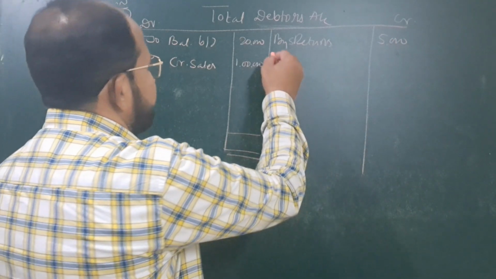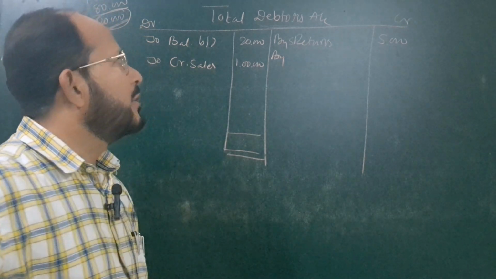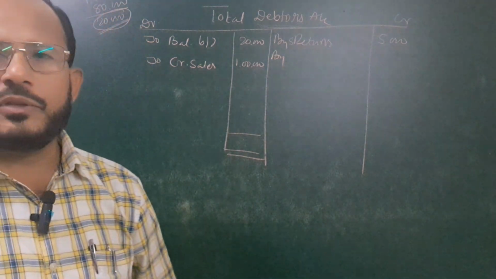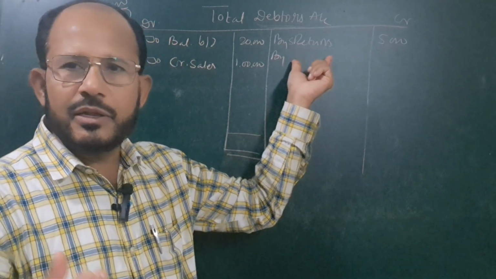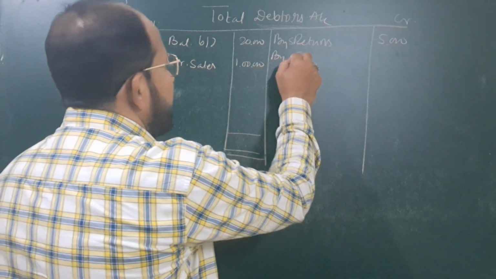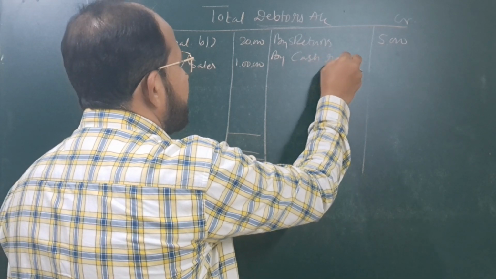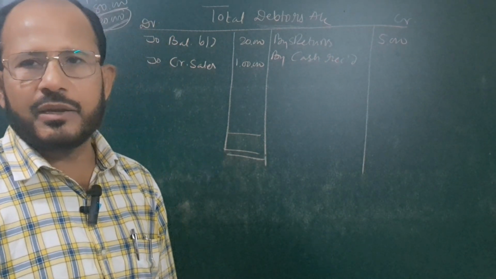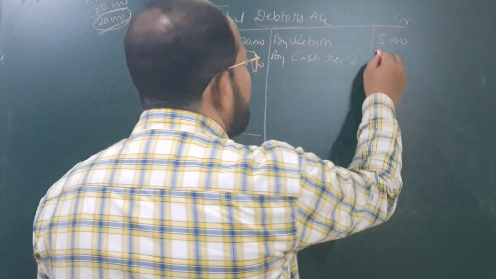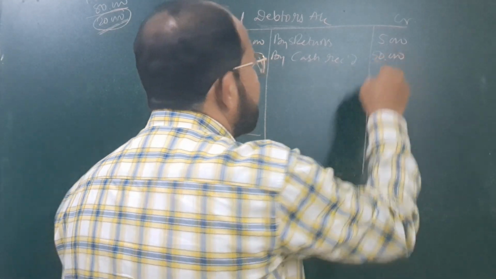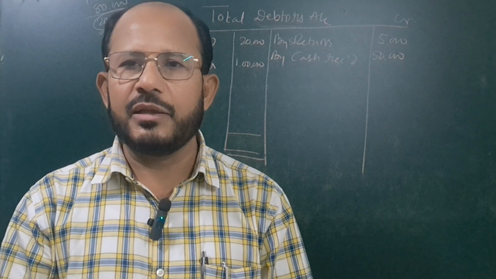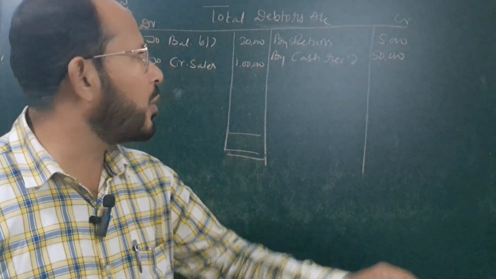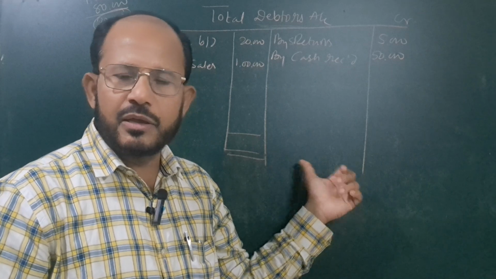Next one is, assume that during the year some of the customers have paid the amount. Here I write cash received from the debtors. Some of the debtors have paid the amount. I will take rupees 50,000 here. In the form of cash we have collected rupees 50,000 during the year.